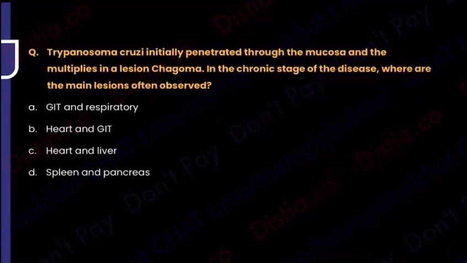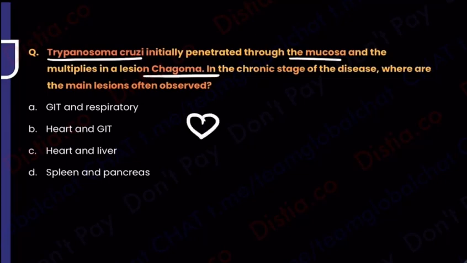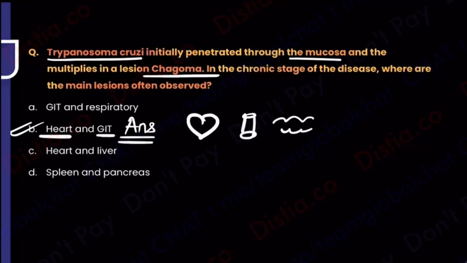So first one that you have to pick up is this. Trypanosoma cruzi initially penetrates through the mucosa and multiplies in a lesion called chagoma. In the chronic stage of the disease, what are the main lesions often observed? Remember in Chagas disease, all organs were becoming big. I told you that the heart will show you dilated cardiomyopathy. Then you will see mega esophagus, you will see mega colon. So heart and GIT were the two organs in the chronic condition which were becoming bigger, and that is what you have in front of you.